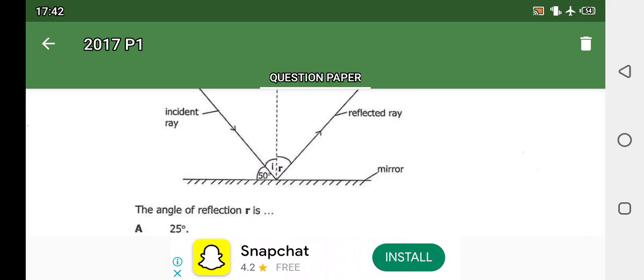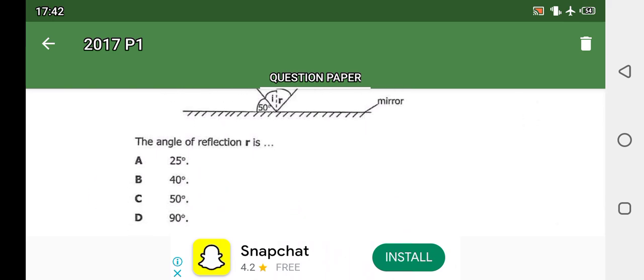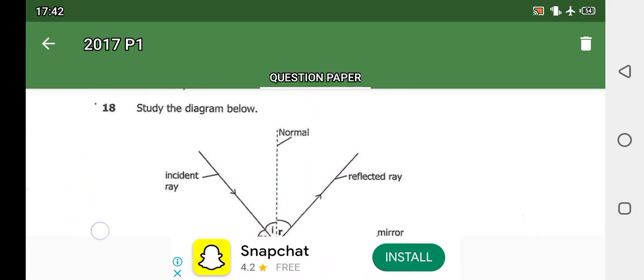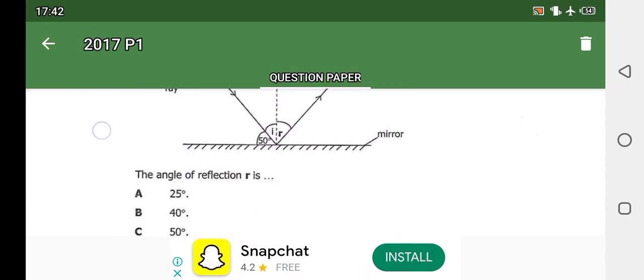And from the law of reflection, we could say the angle of incidence is always equal to the angle of reflection. So the angle of reflection will be 40. So the correct answer is 40. The correct answer is 40, which is B.